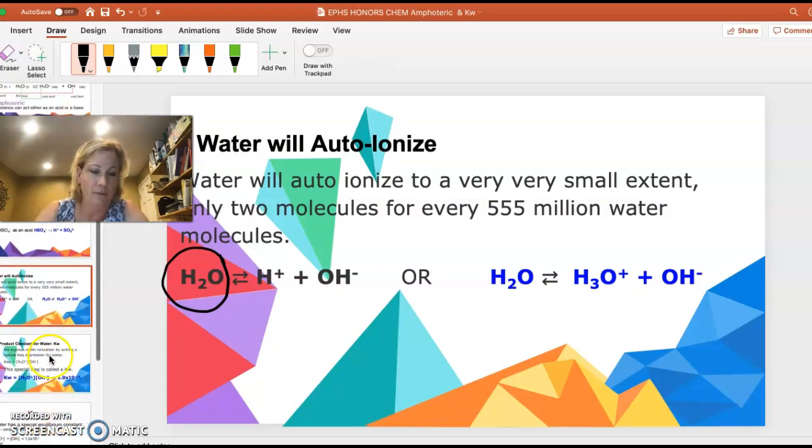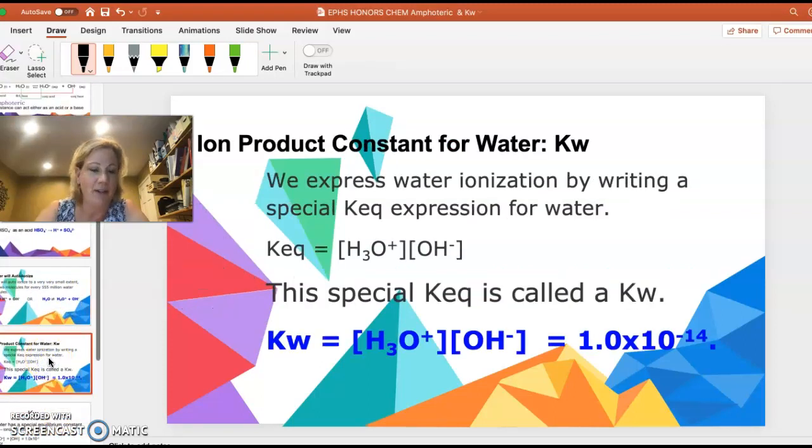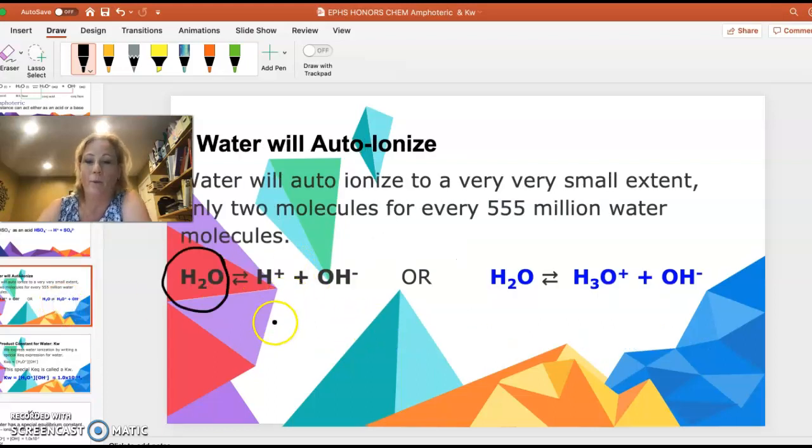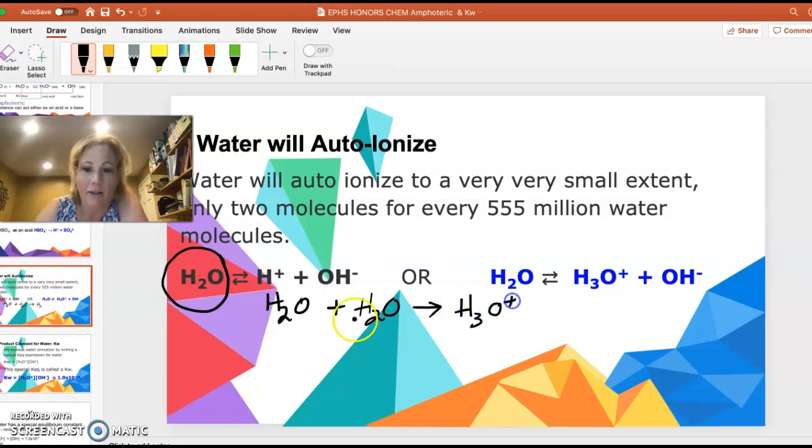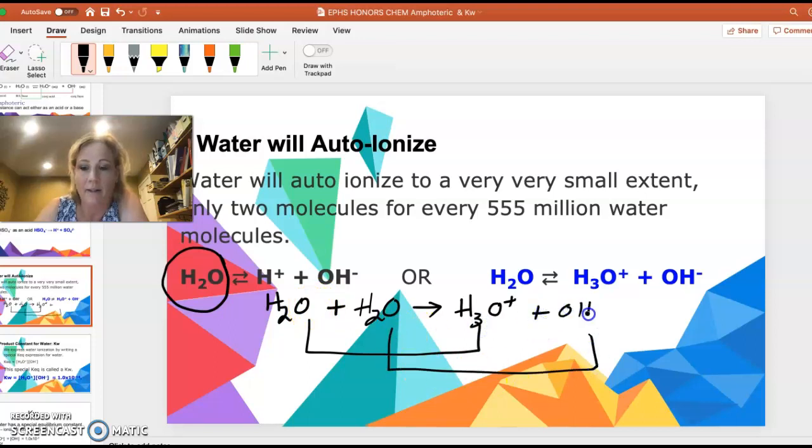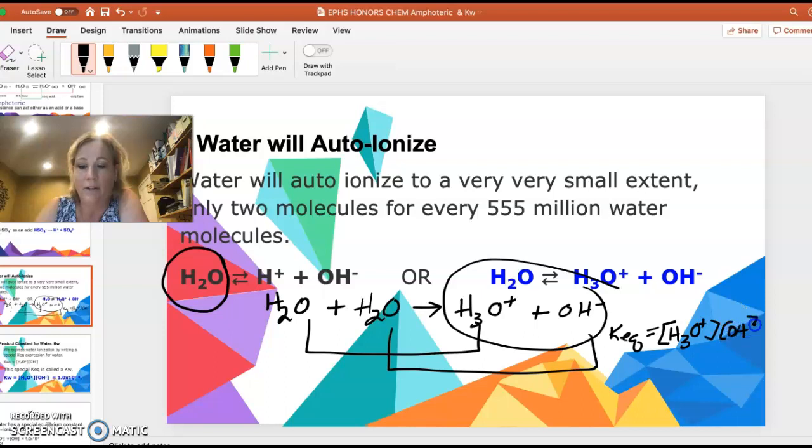So let me just think about the order I'm going to teach this to you. So let me go back here. So if we were to, let's even write water this way, where it's 2 waters together, and then one of them, that one would have acted as a base, this one acts as an acid. If I were to write the KQ expression here, remember it's products over reactants, I would take that hydronium ion and hydroxide ion concentration, multiplied together over the reactants.